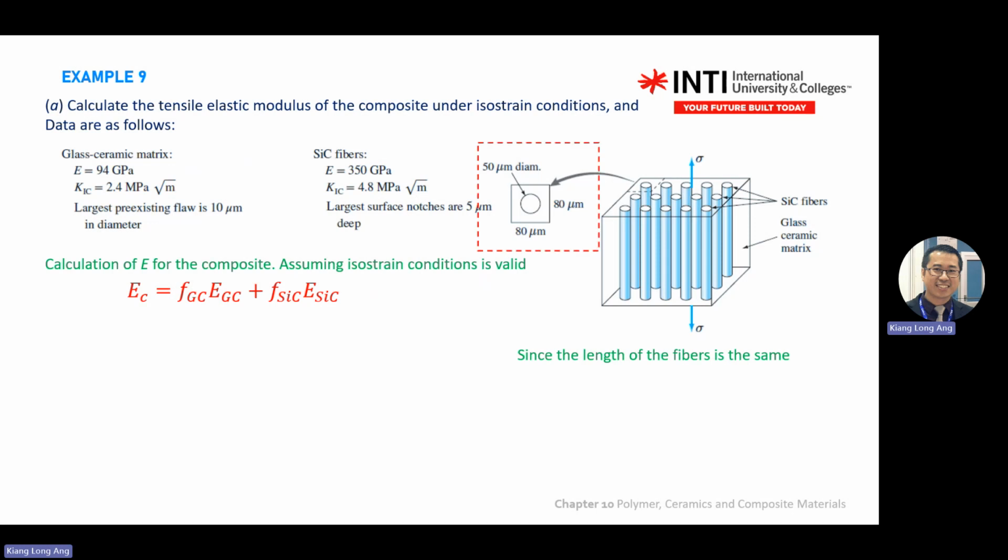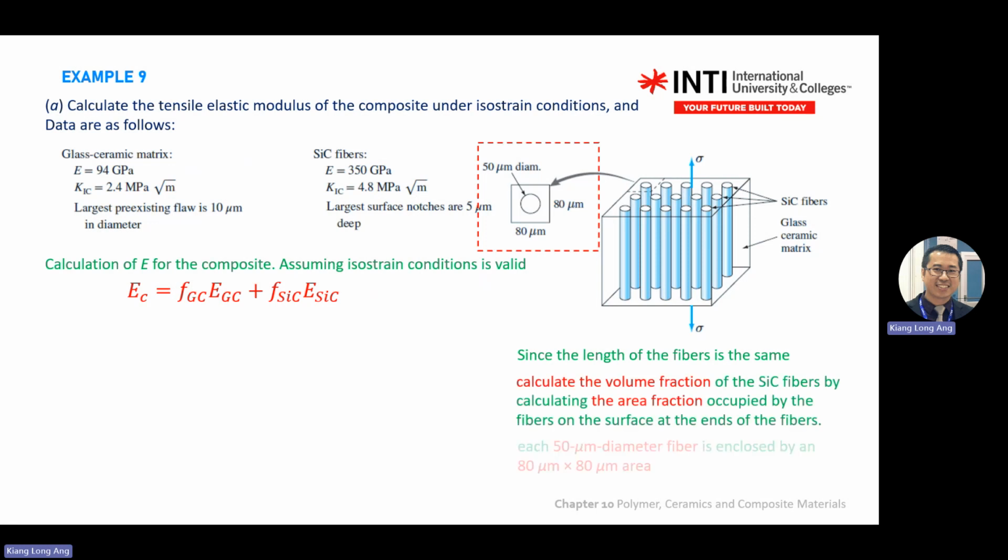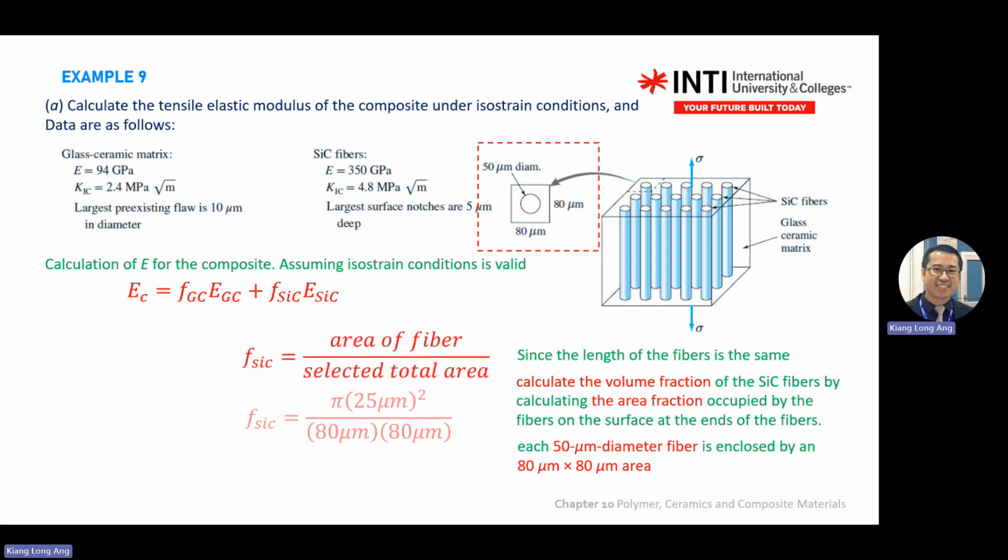Then you're given the diameter of the fiber, 80 micron, so the radius is 50 micron. You can find the ratio also. Calculate the ratio, refer to example 7 just now. You see the same, right? So the fraction of your silica will be 0.3, or 30%.